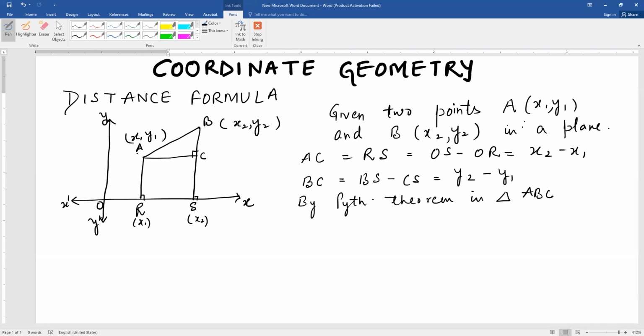Now, in this chapter, we are supposed to find the distance formula. Distance formula means distance between any 2 points, say A and B. We are given 2 points, A whose coordinates are x1, y1. You know the x-coordinate is written first and then we write the y-coordinate to define the position of any point. Now these 2 points A and B are given in this plane.